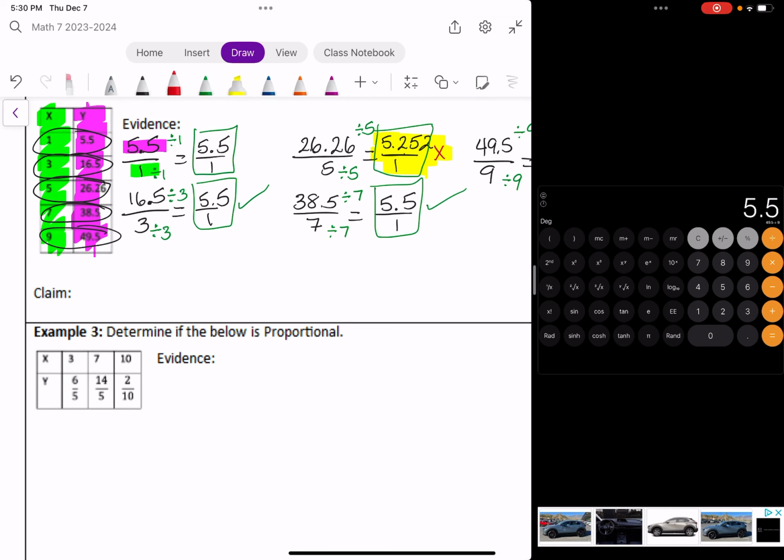So the claim for this one will be the table is not proportional. Okay. So let's go with example number 3.